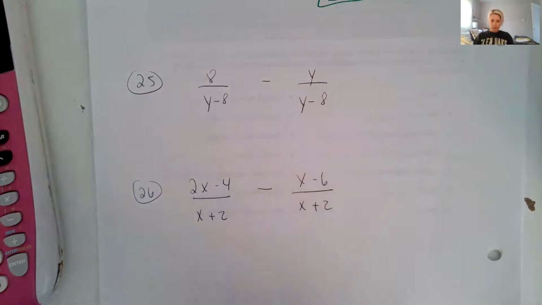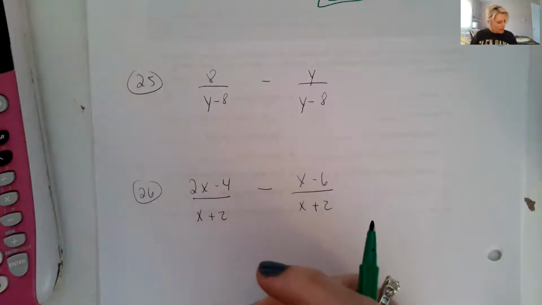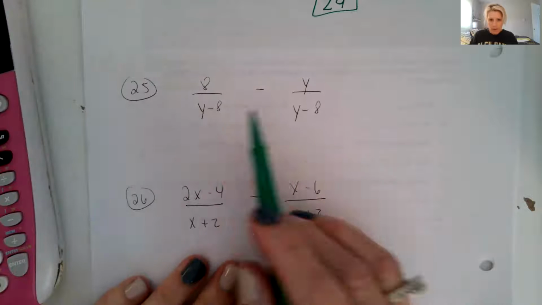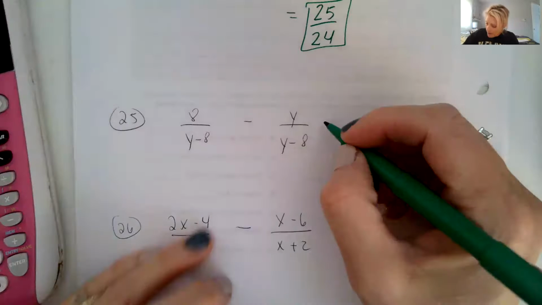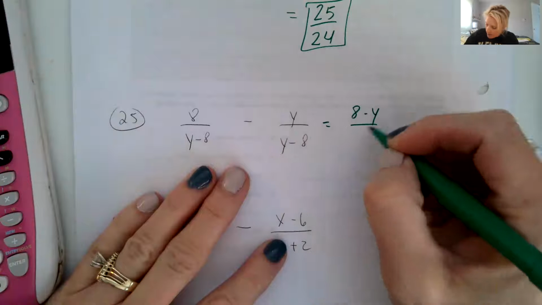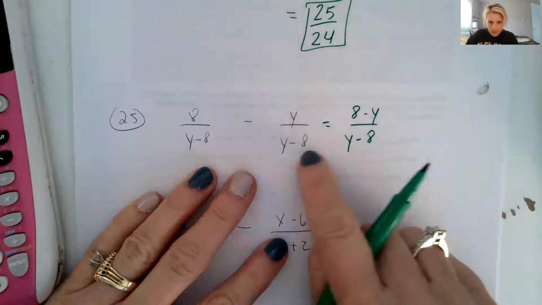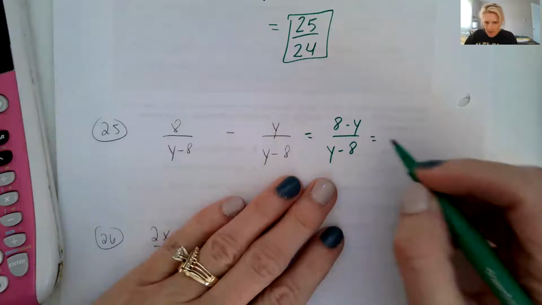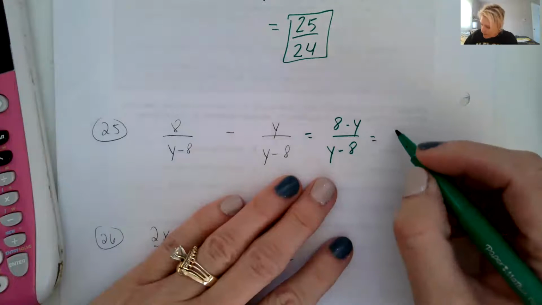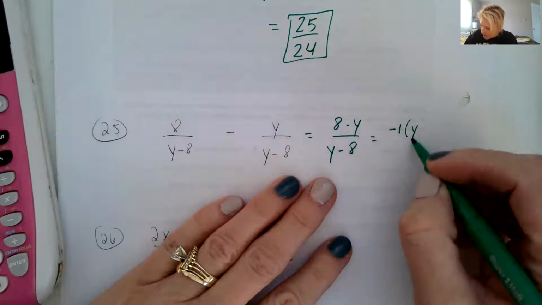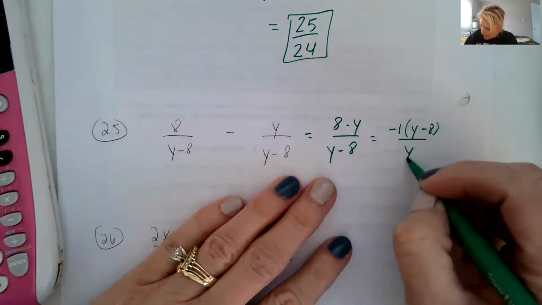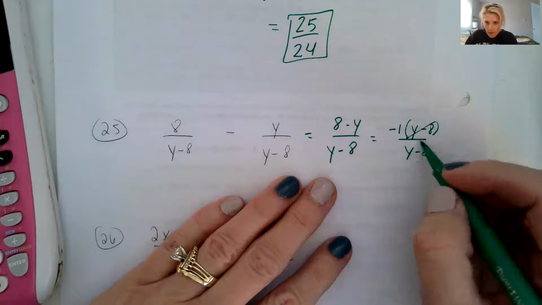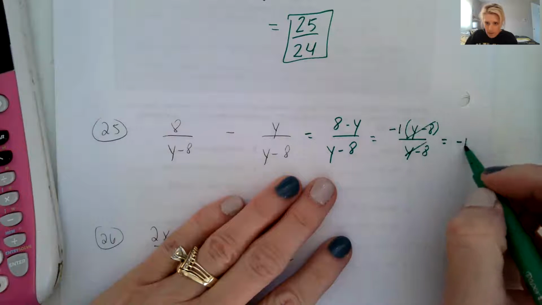Okay. So the rest of the problems, 25 through 30, are all about getting a common denominator with these rational expressions. And we can see the first, 25, has a common denominator, so we can go ahead and subtract 8 minus y over the common denominator. Remember, the denominator doesn't change, it stays the same. And these are similar except for the -1. So if we pull out a -1, the numerator becomes y minus 8 over y minus 8. The y minus 8s cancel, and we're left with just a -1.